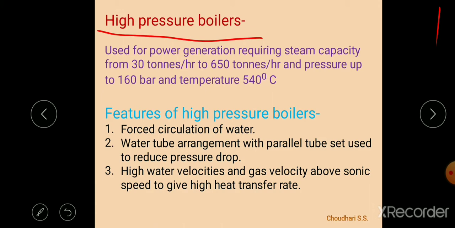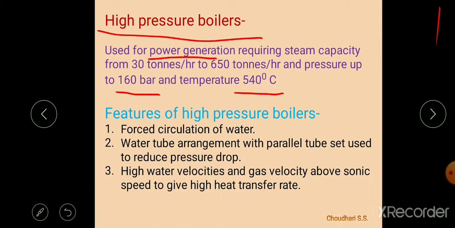So high pressure boiler means greater than 80 bar. Up to 160 bar, or in some cases up to 200 bar steam pressure can be used, and temperature more than 540 degrees centigrade can be used. So high pressure boilers are normally employed in power generation.